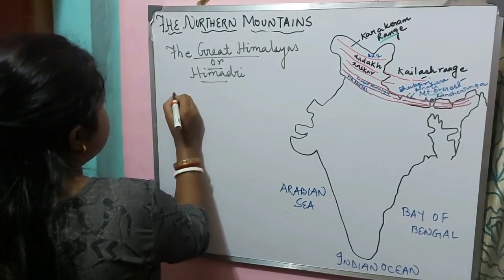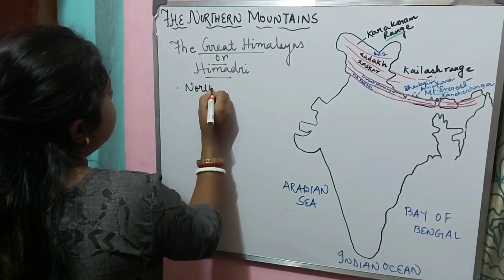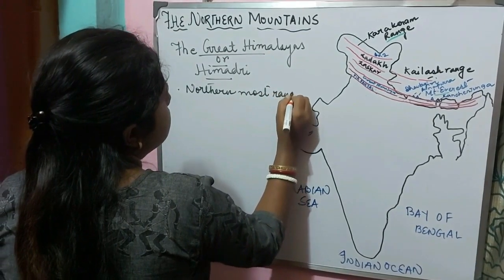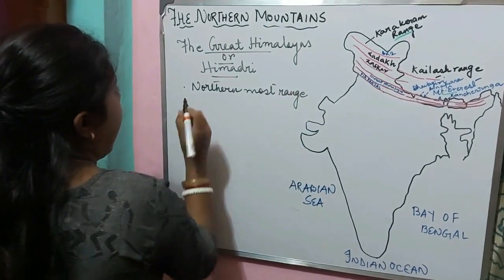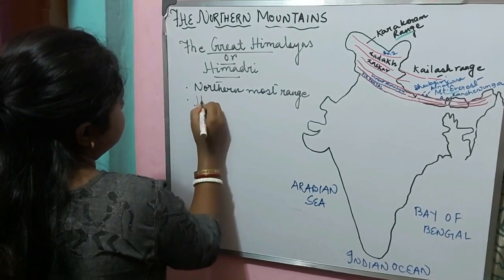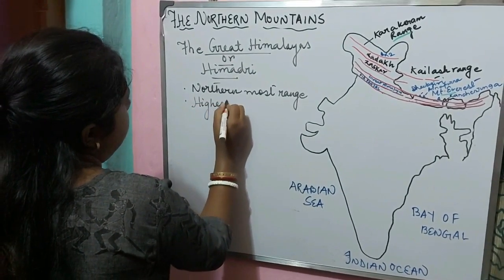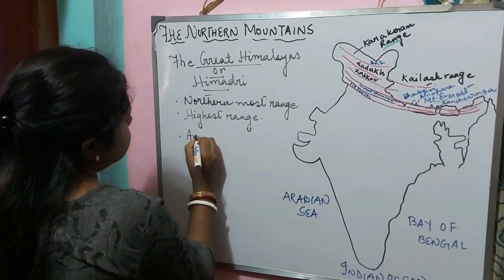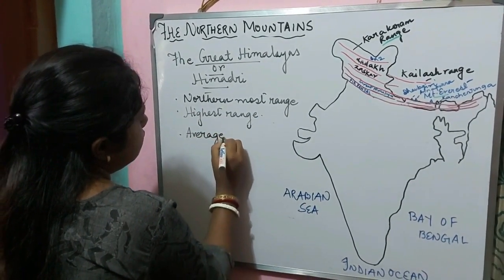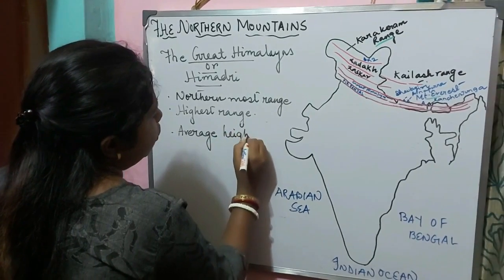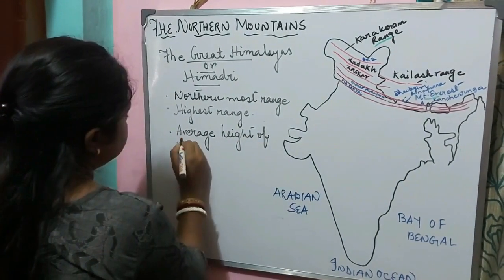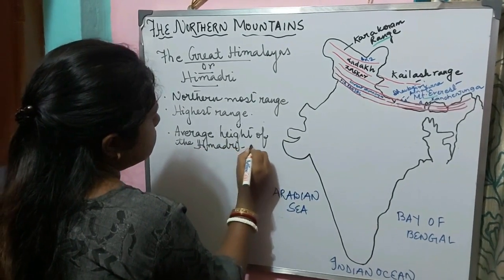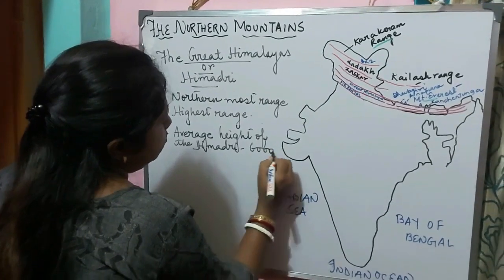Great Himalayas lies, or we can say Great Himalayas is the northernmost range. And this is the highest range out of the three ranges. Average height of the Great Himalayas, the Himadri as we said, is 6,000 meters.